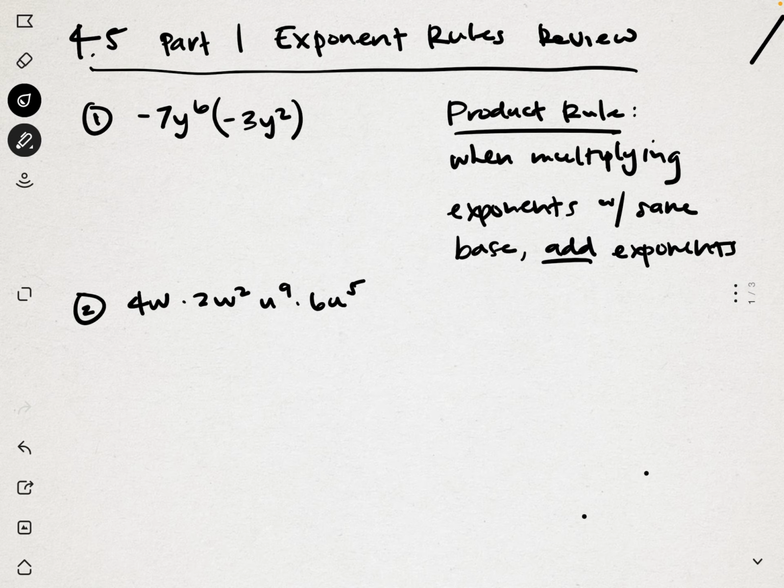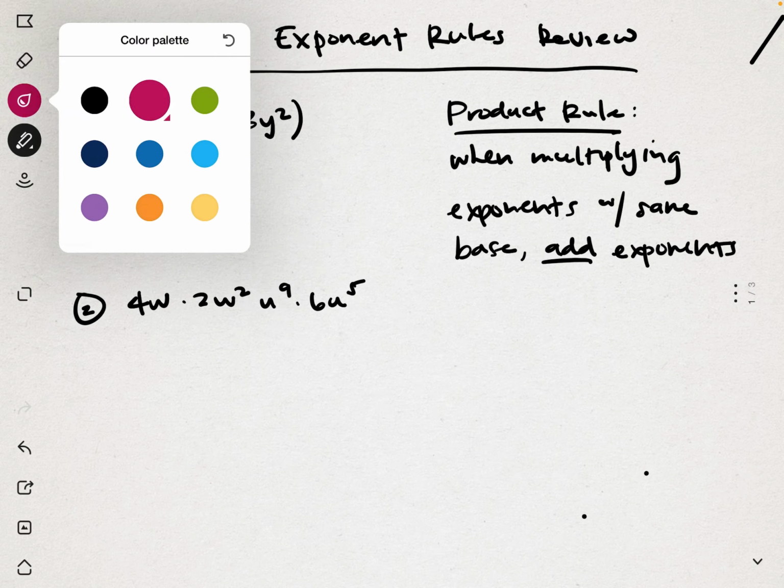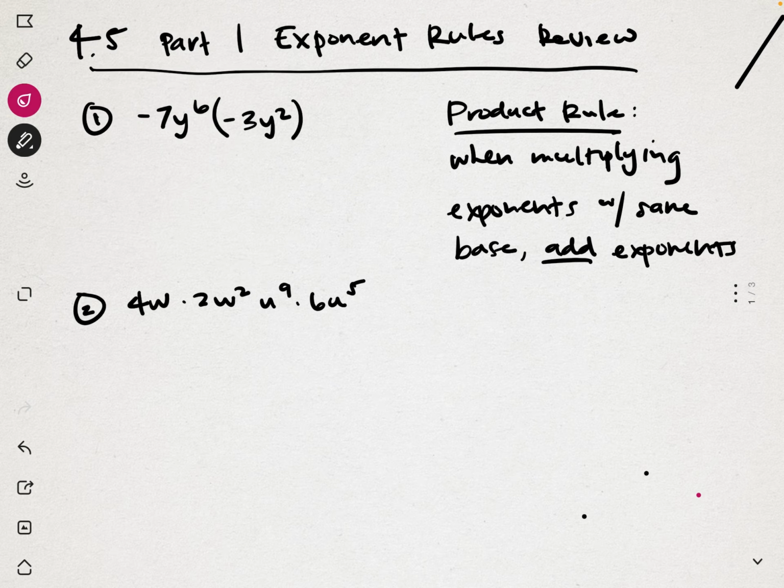So if we're looking at the first example, it's asking us to multiply negative 7y to the sixth by negative 3y squared. What the product rule says is when we're multiplying exponents with the same base, and this same base part is very important, all we have to do is add the exponents. So we're going to take our coefficients, negative 7 and negative 3, and multiply those. That's 21. And then we're going to deal with our exponents with the same base, because we have y's as our base. We're just going to add the exponents. So y to the 6th plus 2 is y to the 8th.